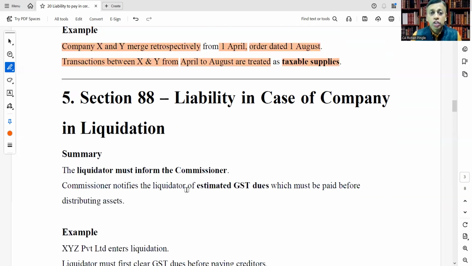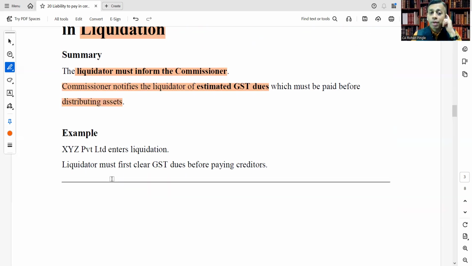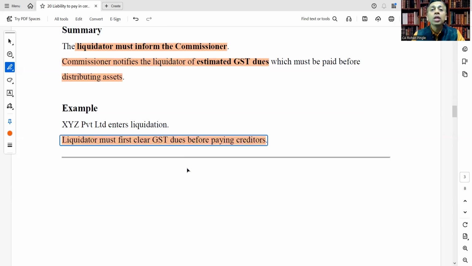Next, Section 88, liability in case of company in liquidation. The liquidator must inform the commissioner. The commissioner notifies the liquidator of estimated GST dues, how much it is, which must be paid before distributing the assets. For example, XYZ Private Limited enters liquidation. The liquidator must first clear GST dues before paying the creditors.